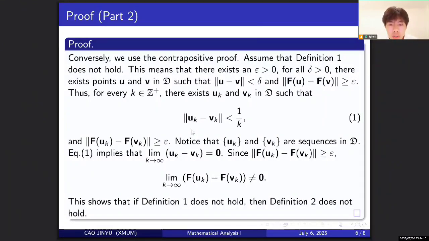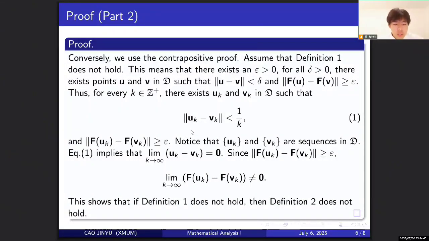Since the norm of f(uk) minus f(vk) is greater than or equal to epsilon, by the definition of the limit, we can say that the limit of f(uk) minus f(vk) as k approaches infinity is not equal to the zero vector. So this shows that if definition 1 does not hold, then definition 2 does not hold either.